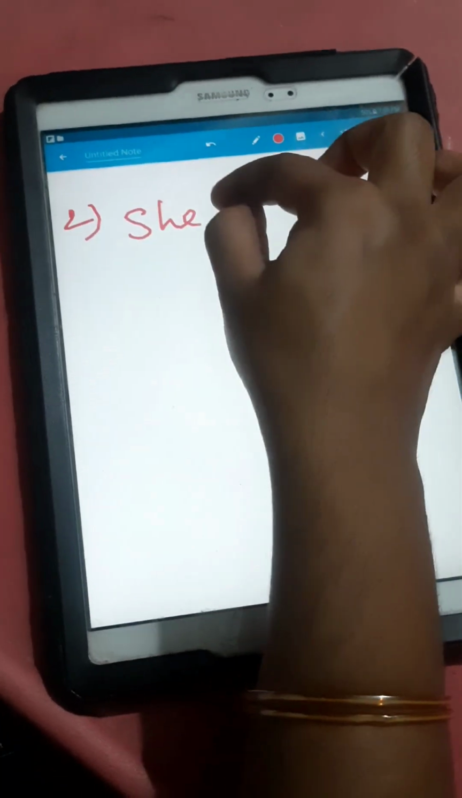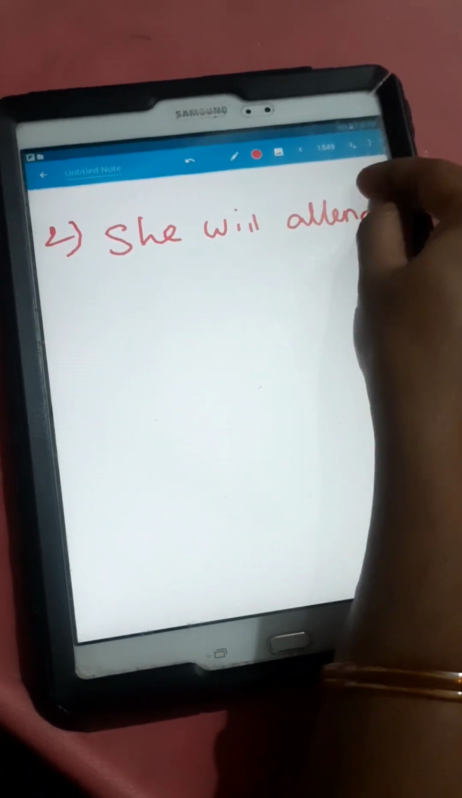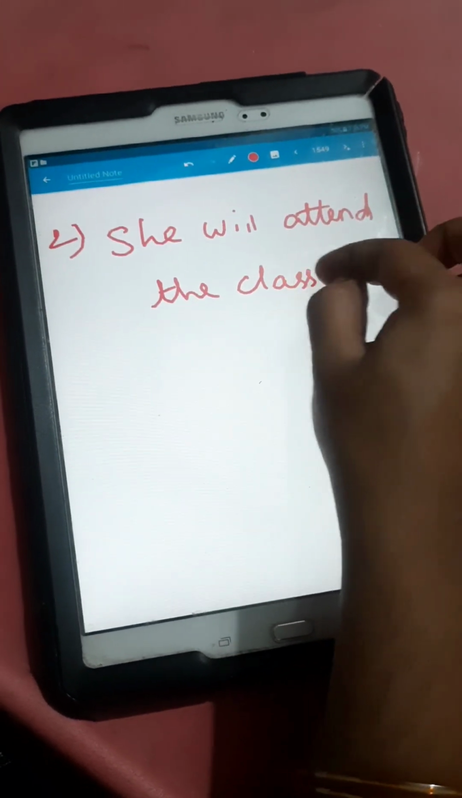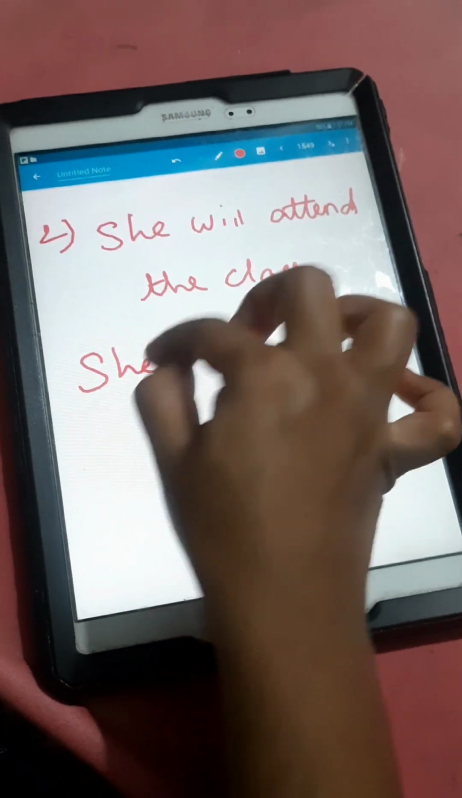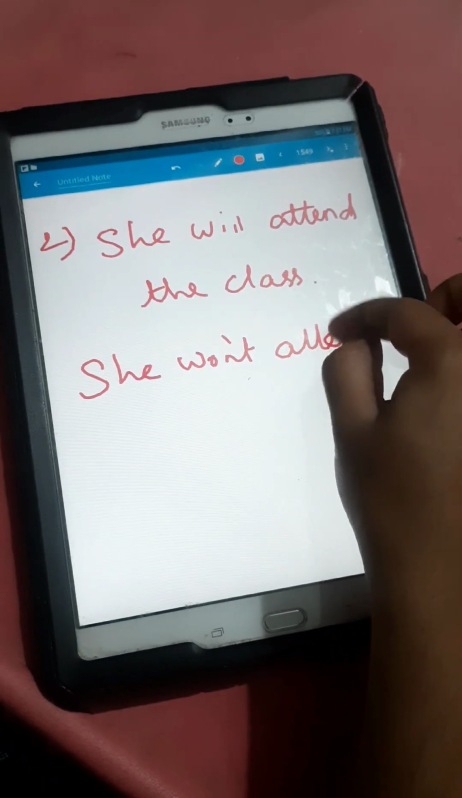Okay. The next and final sentence I have for you is, she will attend the class. If we want to change it to negative, will changes into won't. Will plus not becomes won't. So, she won't attend the class. Like that we can make a sentence.